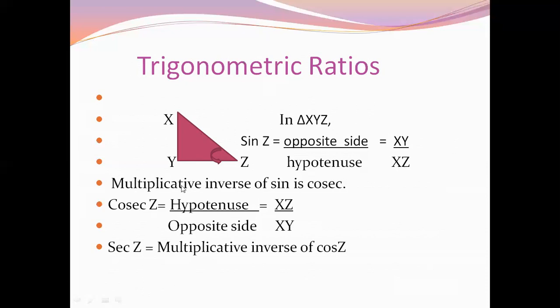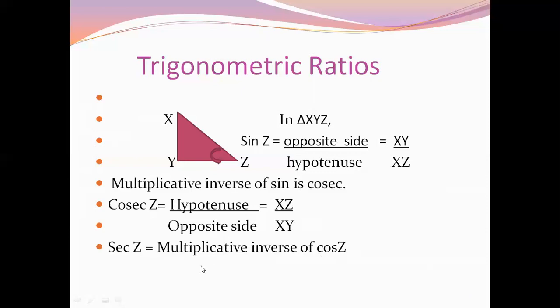Then what is the multiplicative inverse of sine? The multiplicative inverse of sine is, as I said, cosec. So for cosecant Z, the formula is the reciprocal of this. What is the reciprocal of this? Hypotenuse by opposite side. That is XZ by XY. Now, secant Z is the multiplicative inverse of what? Cos Z. Secant Z is the multiplicative inverse of cos Z. And cosecant Z is the multiplicative inverse of what? Sin Z.